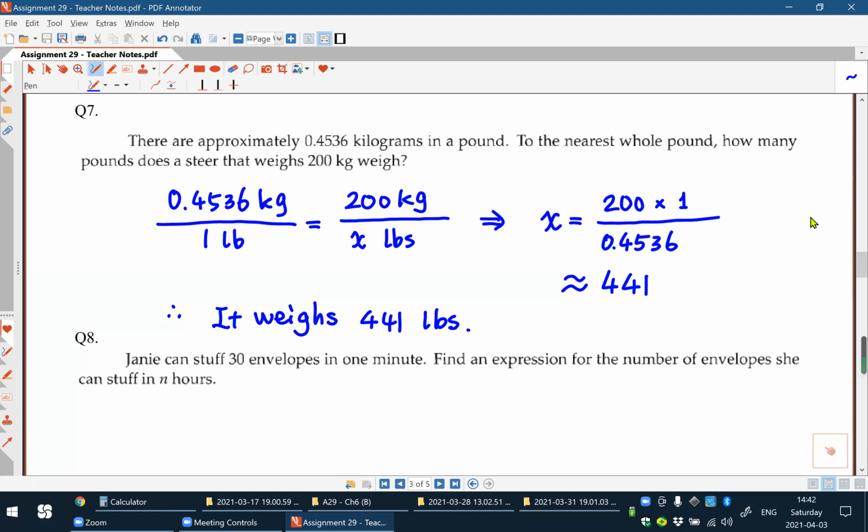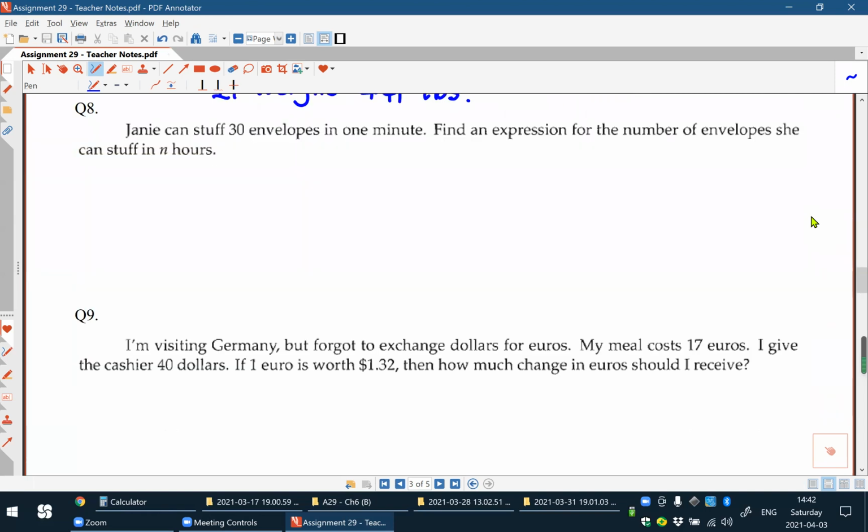No? Okay, let's see question 8. Jenny can stuff 30 envelopes in 1 minute. Find an expression for the number of envelopes she can stuff in n hours. So if she can stuff 30 envelopes in 1 minute, the work rate is 30 envelopes per minute, right? And now we want to find how many envelopes per n hours.